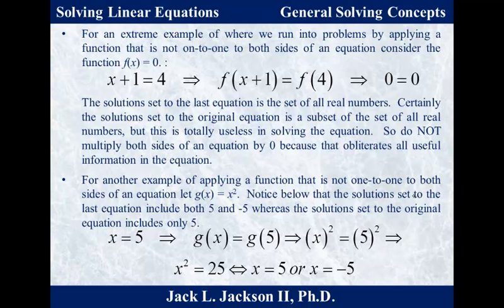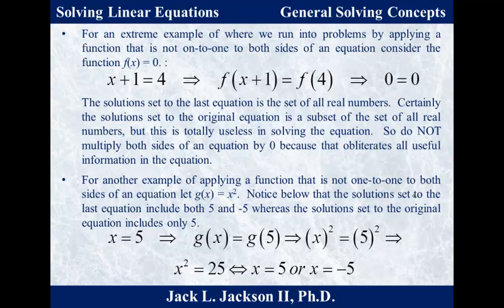Another example of applying functions that are not one-to-one to both sides: let's consider the function g of x equals x squared. We start with something that we know the solution of, x equals 5. It's already solved. But if we apply g of x to both sides, we have g of x equals g of 5, so x squared equals 5 squared, which says x squared equals 25. Now this equation, x squared equals 25, has two solutions, x equals 5 or x equals negative 5.